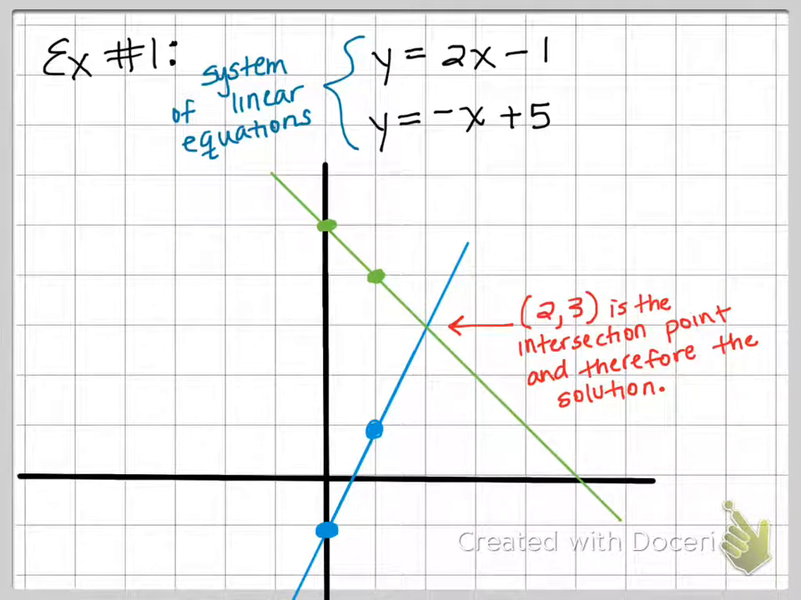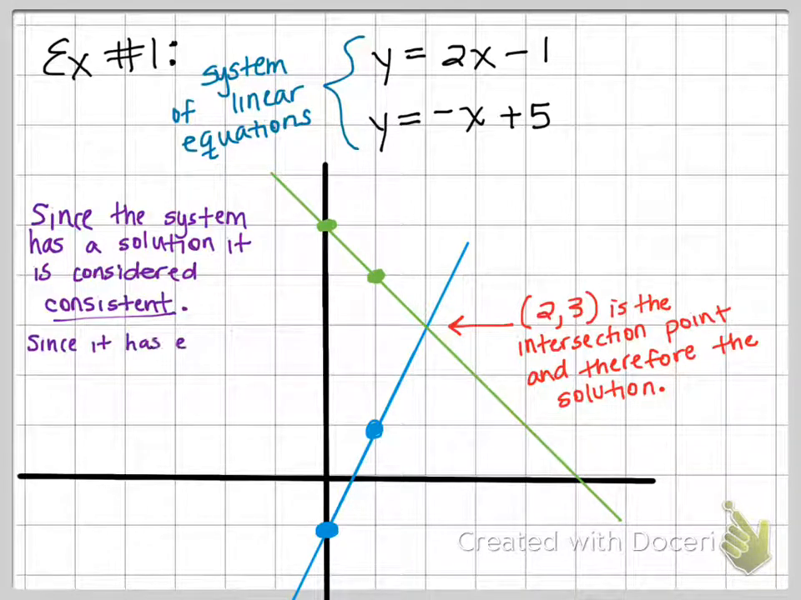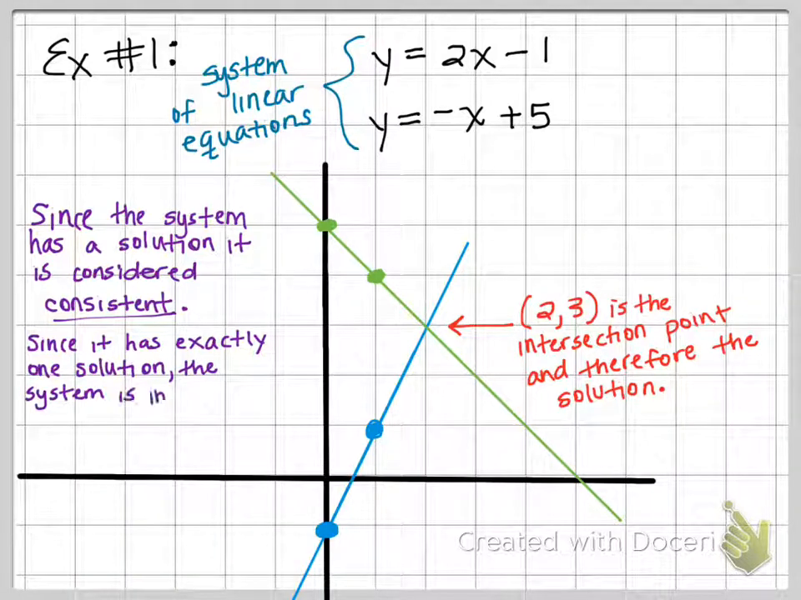So our answers for these types of problems won't be one specific number like x equals 5 or y equals 7, but it will have both numbers, an x and a y, written inside an ordered pair or coordinate. Now, since there is a solution to this system, we call it a consistent system. And since there's exactly one solution, we call it independent.